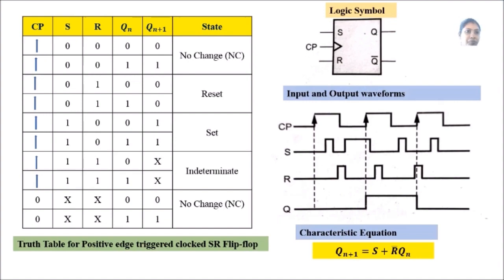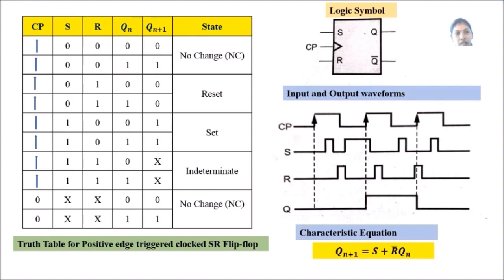Present state is equal to the next state, so the condition is defined as no change, that is NC. The second condition is when S is equal to 0 and R is equal to 1. That means set is 0 and reset is 1. So we are resetting the flip-flop. The next state will go to 0, since we are doing the reset operation. Whatever the present state may be, the next state will go to 0, which means the reset state.